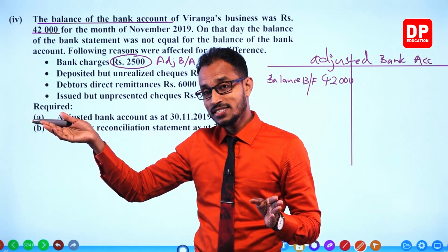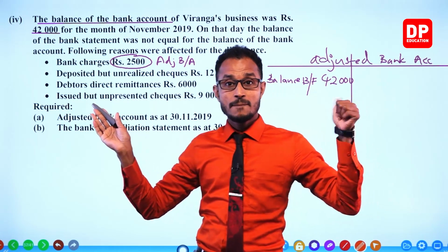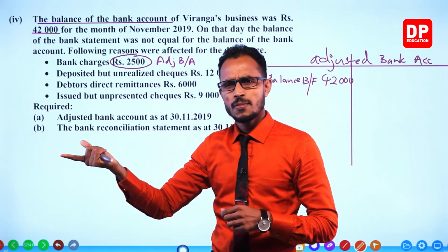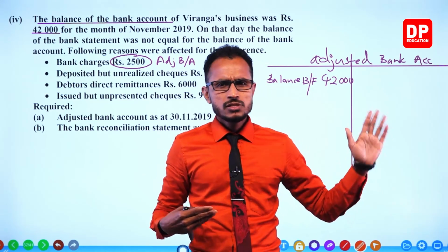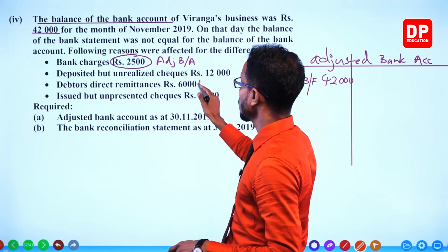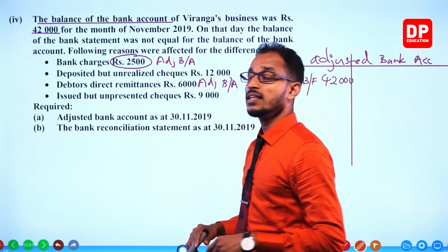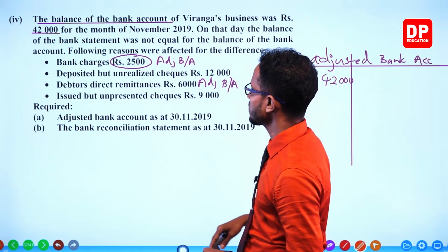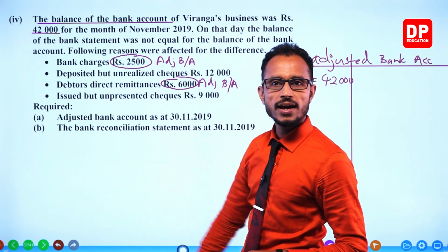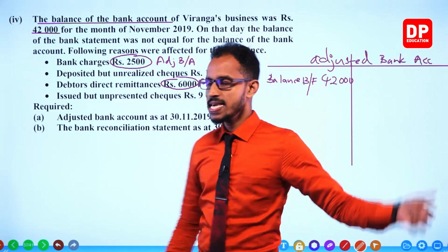But the bank has taken bank charges, which means we should enter them to our adjusted bank account. Deposited but unrealized checks. We have deposited. If we have deposited from our end, it's already there in the bank account. No need to re-enter. Debtors direct remittances. Debtors have put money directly to our bank account. We don't know. Then we should record. Issued but unpresented. No, these two should go to the adjusted bank account. Let's put them right here.